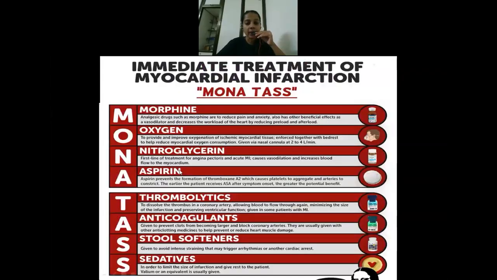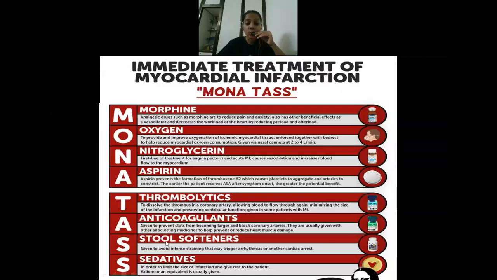One more is there for immediate treatment, MONATAS. About MONA I have already told in angina, isn't it? So remember, M means morphine will be given, O means oxygen, N means nitroglycerin, A is aspirin, T means thrombolytics or fibrinolytics, A is anticoagulants, S is stool softeners.